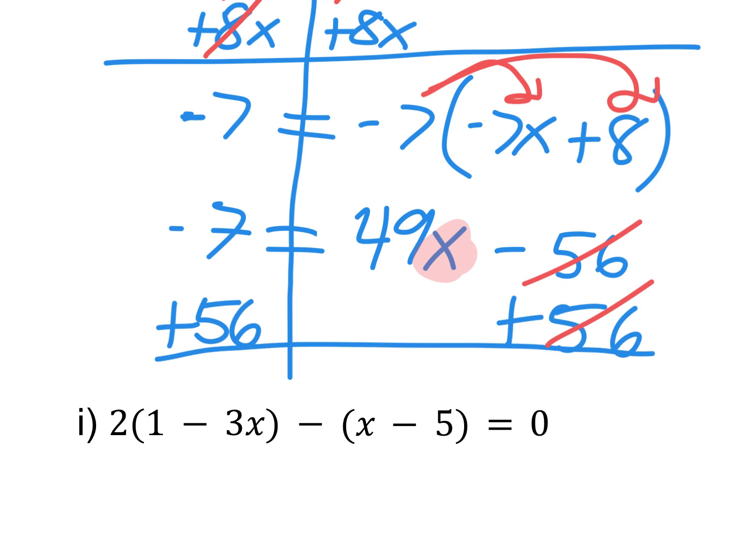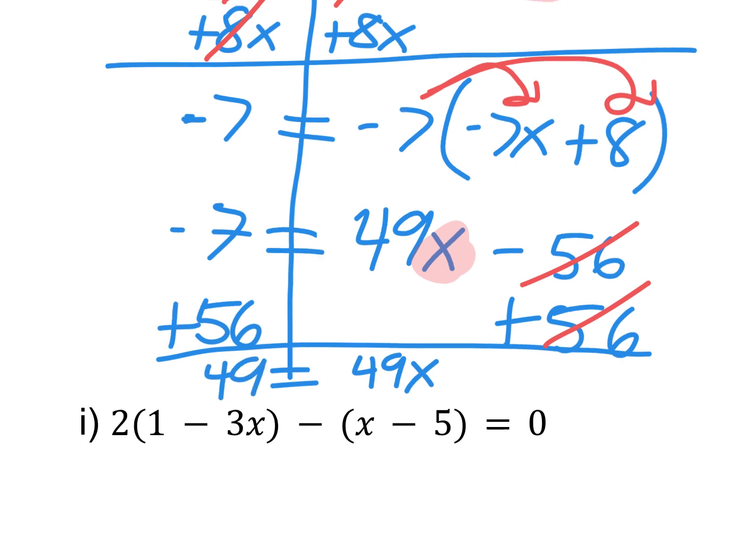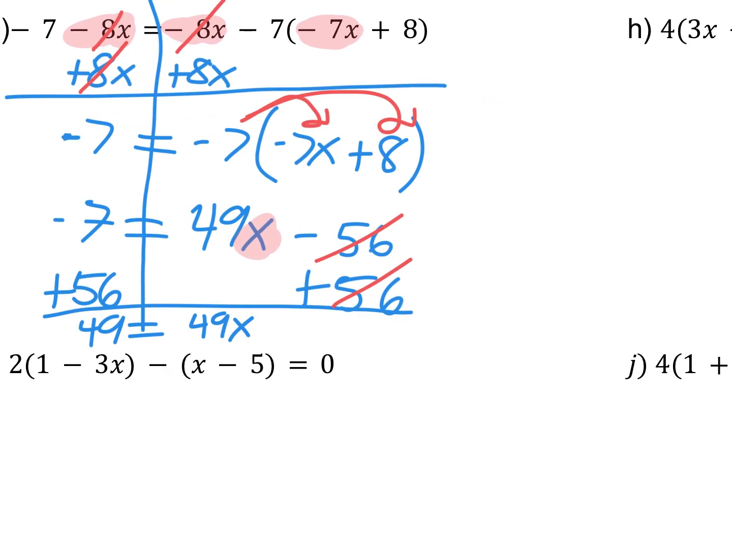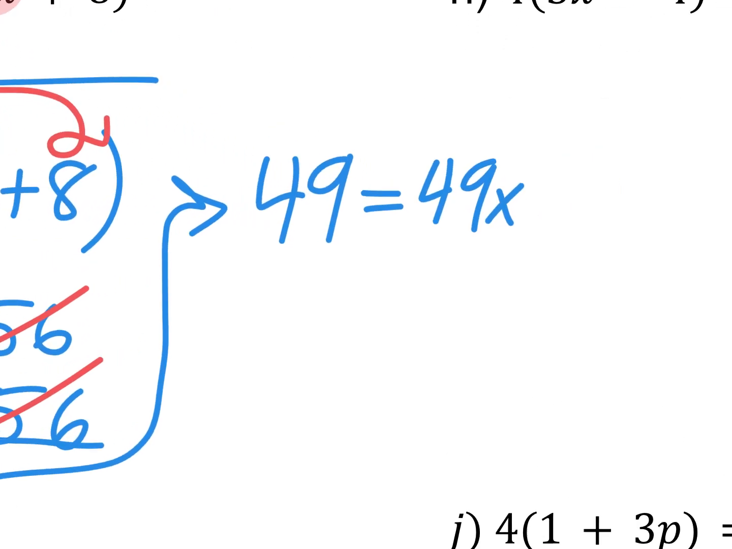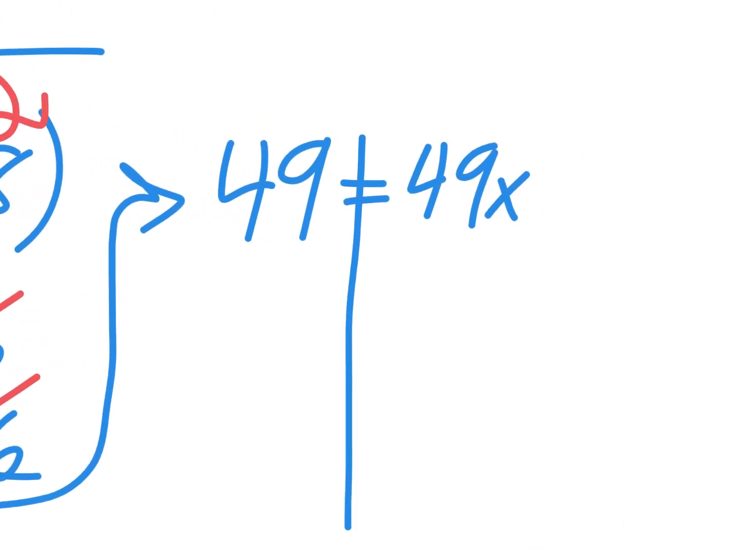Those add to 0. So on the right side, I have 49x. And then on the left side, negative 7 plus 56. You can plug that in your calculator, but that should give you positive 49. This is looking kind of nice. I ran out of room, so I'm going to bring all of this up over here and just rewrite this last step that I have. So 49 equals 49x. Draw my line.